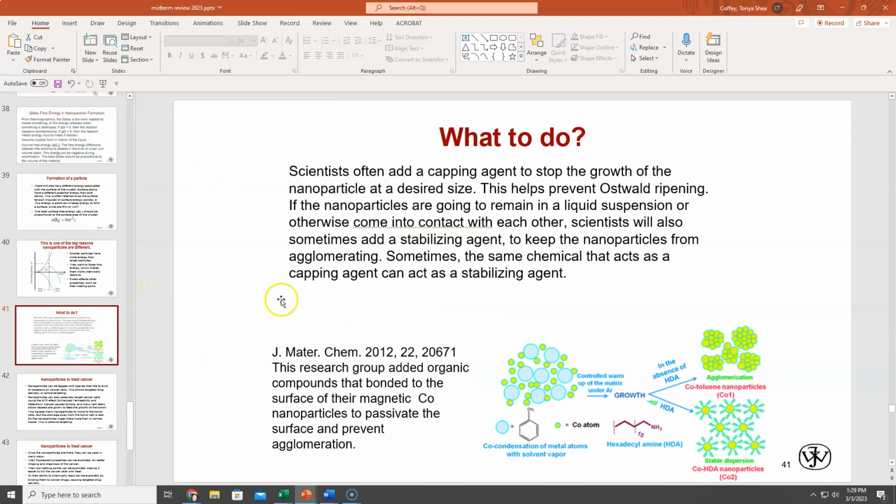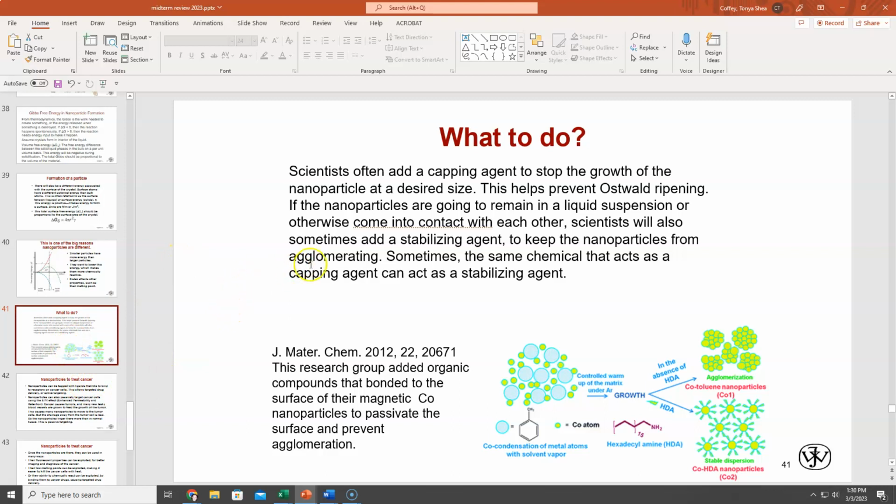So we talked about capping agents in lab a lot, okay? That stops the growth of the nanoparticle at a desired size, or at least helps it. And when a nanoparticle wants to grow, that's called Ostwald ripening. And if we're going to have nanoparticles remain in a liquid suspension or otherwise come into contact with one another, scientists also will sometimes add a stabilizing agent to keep them from clumping. Lots of times, it's the same chemical that acts as a capping agent and a stabilizer, okay?